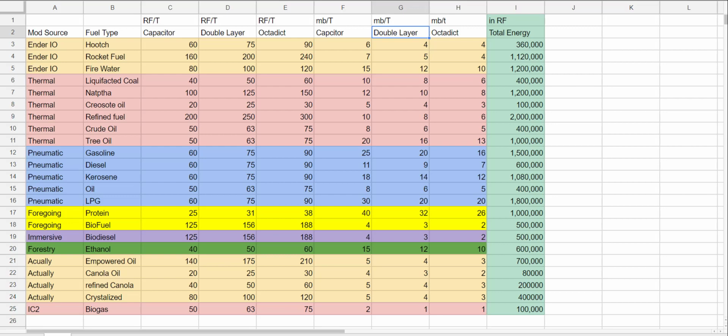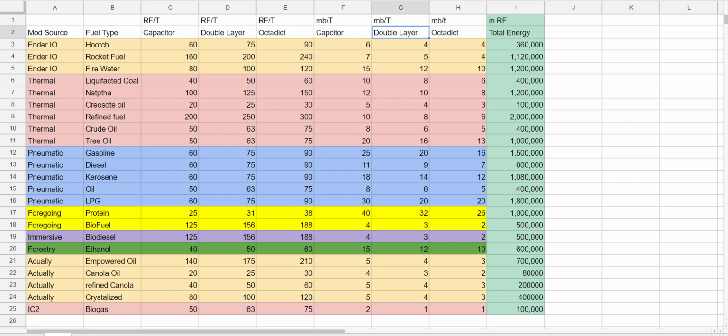But anyway, as you can see in the chart here, I put together a little spreadsheet that shows you, based on which capacitor is being used, how fast you're going through the fuel in millibuckets per tick, and how much energy is being generated per tick, plus the total energy output. Now there are some caveats to that.